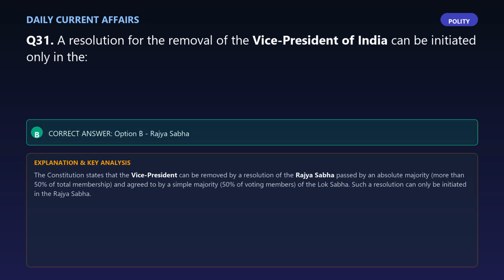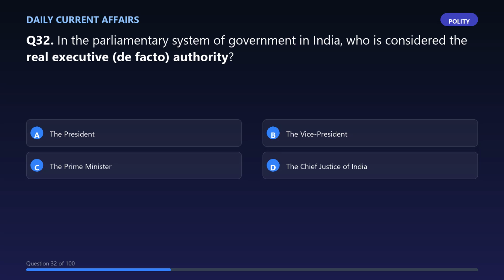The correct answer is option B, Rajya Sabha. Explanation: the Constitution states that the Vice President can be removed by a resolution of the Rajya Sabha passed by an absolute majority, more than 50% of total membership, and agreed to by a simple majority, 50% of voting members, of the Lok Sabha. Such a resolution can only be initiated in the Rajya Sabha. Question 32. In the parliamentary system of government in India, who is considered the real executive, de facto, authority?